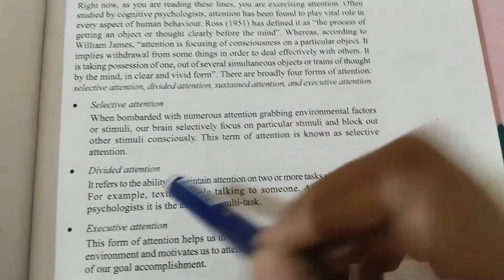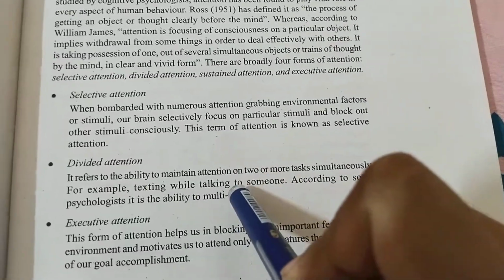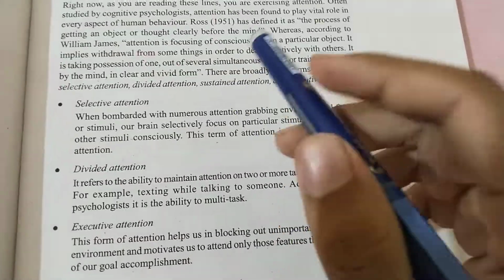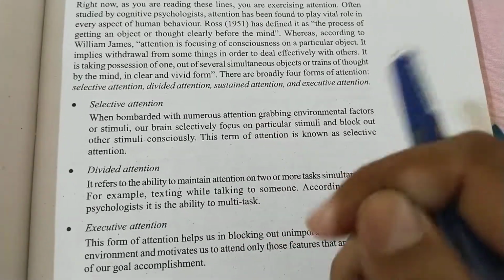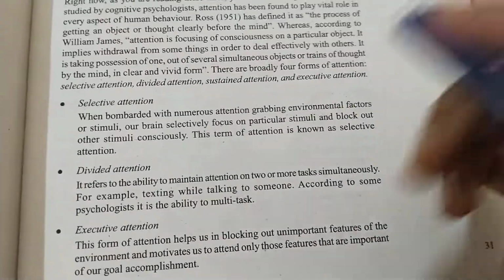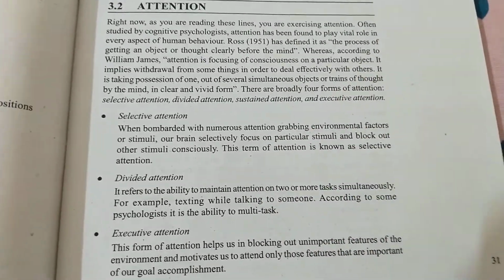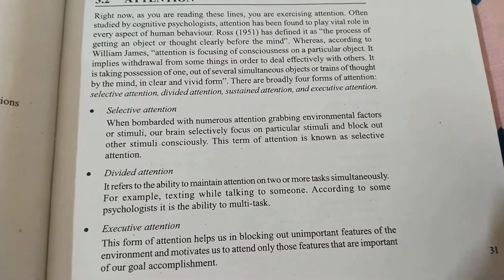When our attention is divided, as the name suggests, it refers to the ability to maintain attention on 2 or more tasks simultaneously. So this is what many people call multitasking, right? So you are reading the newspaper while you're having your breakfast, or you're watching TV while eating food. So this is multitasking. You're doing 2 things simultaneously. Your attention is on eating food and your attention is also on the TV, on the news.